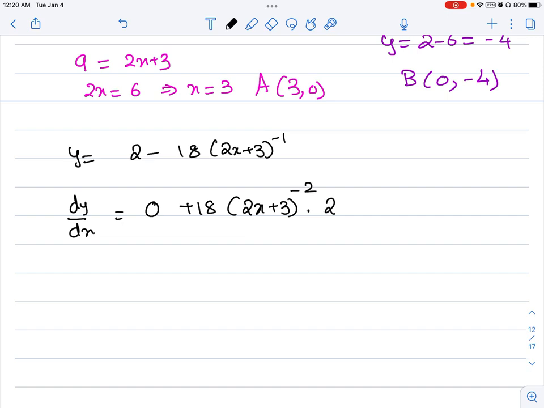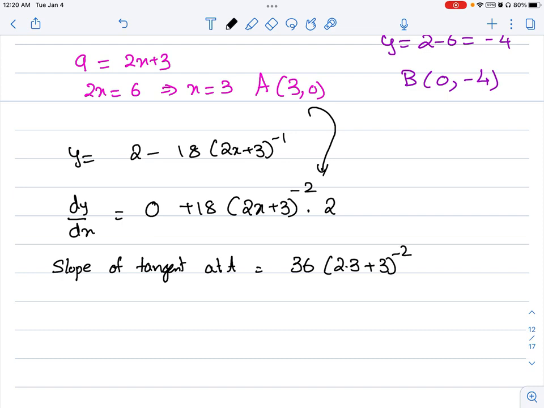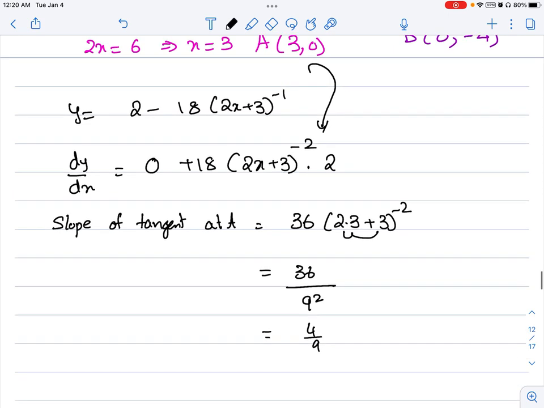Now it crosses at A. So dy by dx means the slope of the tangent at A. So plug in A: 36 over (2 times 3 plus 3) to the power of minus 2. So 36 upon (2 times 3 is 6, 6 plus 3 is 9), 9 squared. So it becomes 4 upon 9. This is the slope of the tangent.